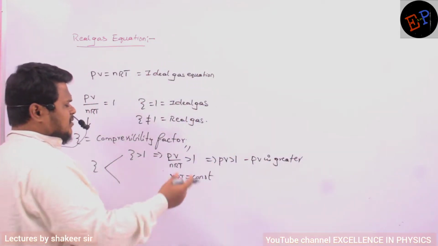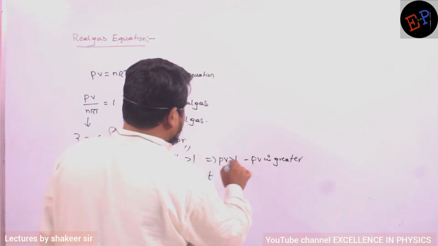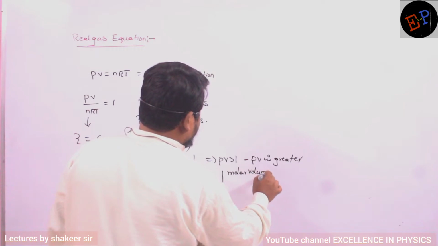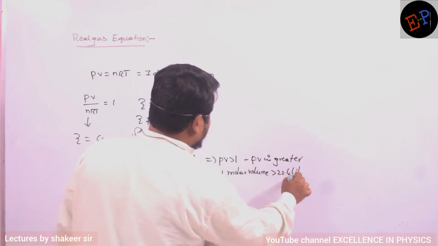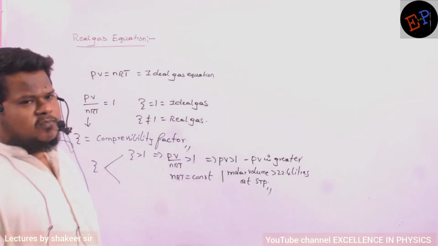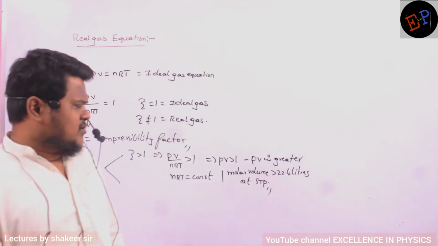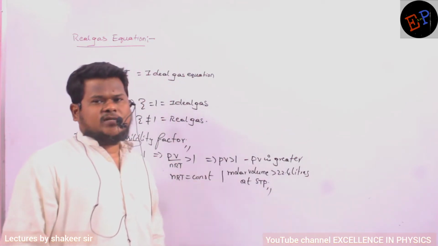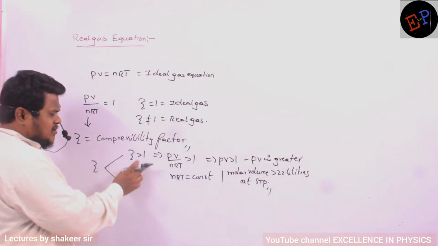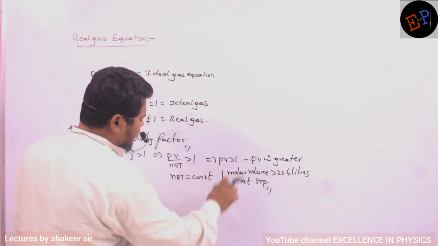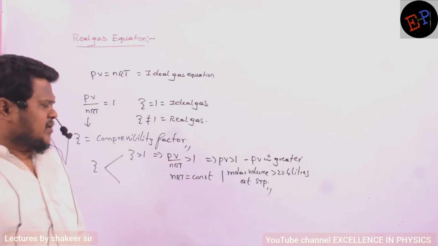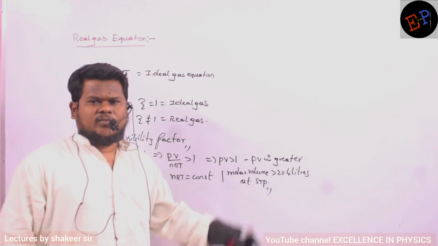So if PV is greater, definitely I can say that in this condition, molar volume is definitely greater than 22.4 liters at STP. What is meant by molar volume? Volume of 1 mole of a gas. So at STP, any ideal gas will occupy 22.4 liters of volume. But in this condition, if Z is greater than 1, it means PV is greater, then I can say molar volume is definitely greater than 22.4 liters at standard temperature and pressure. Whereas an ideal gas exactly occupies 22.4 liters only.